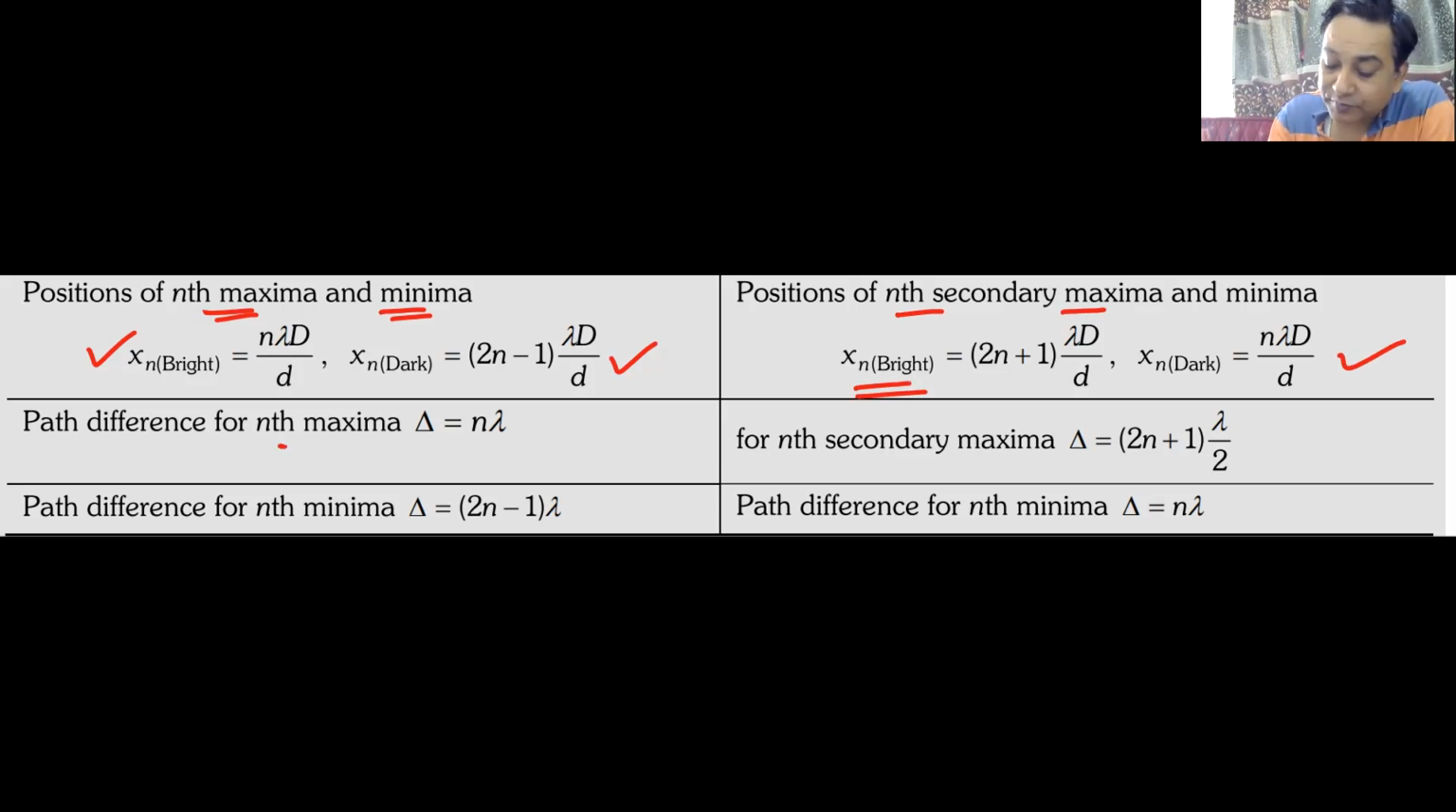Path difference for maxima is n lambda. Here, path difference for maxima is (2n plus 1) lambda by 2. We have already discussed that. Path difference for minima is (2n minus 1) lambda by 2. Here, path difference for nth minima is n lambda. We have already discussed this. Yes or no? Please note down these points. And once we are done with these points, we will solve some questions and answers. I will give you 2 minutes to note down these remaining points.